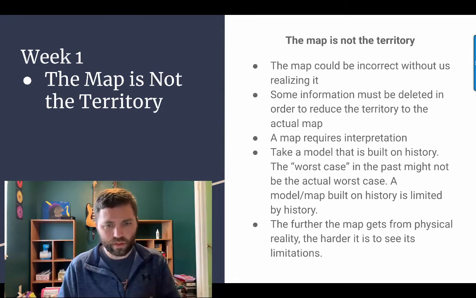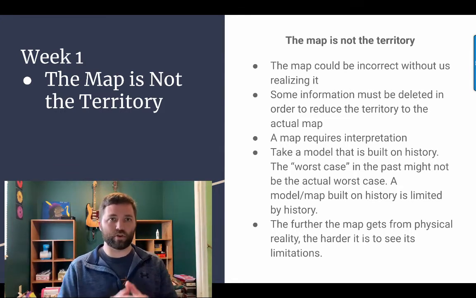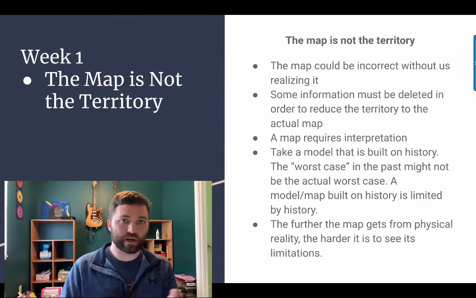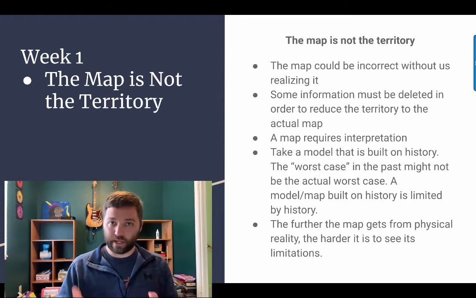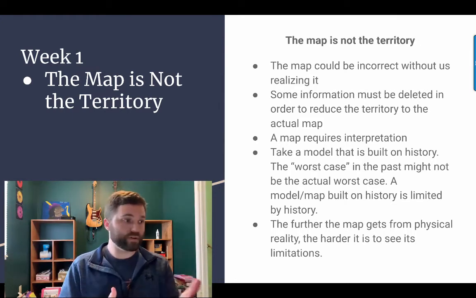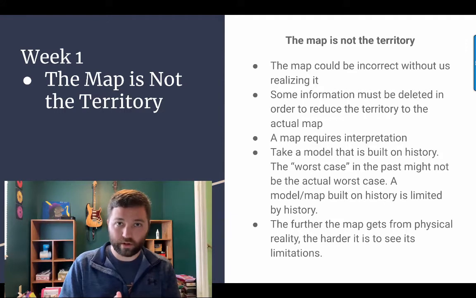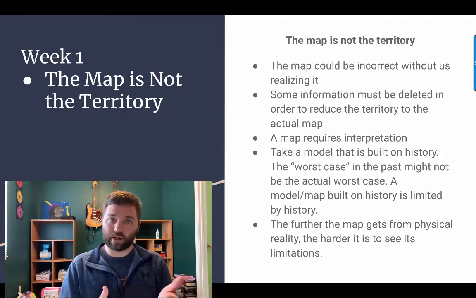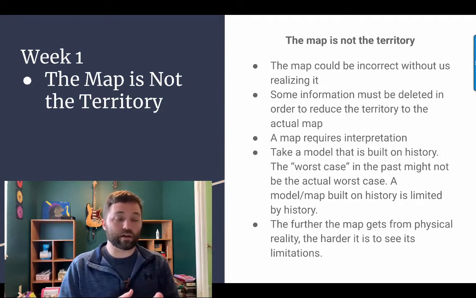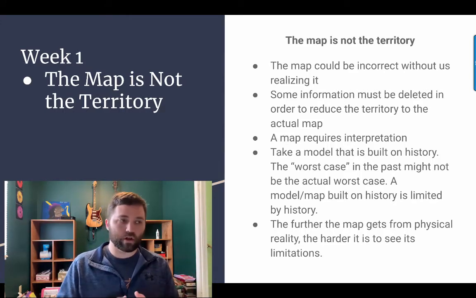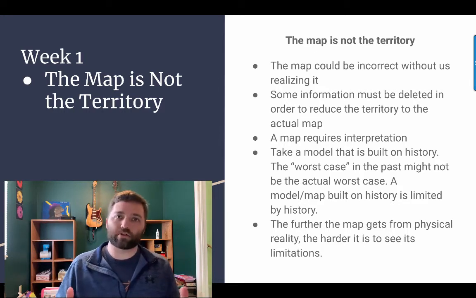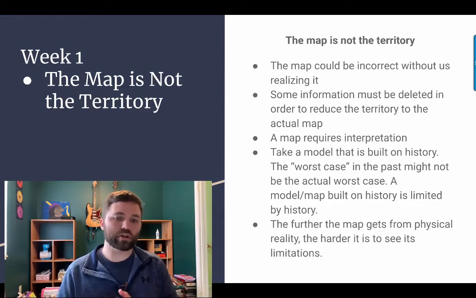A map requires interpretation. So a mathematical model, a sociological model, a scientific model, these all require interpretation. And because it requires interpretation, it opens up space for people to screw it up, to make a mistake in the interpretation of the model. It opens the door for bias. People that have certain axes to grind or certain slants in one direction or the other can interpret the model in certain ways that fit their narrative or fit the way that they're trying to skew the information.